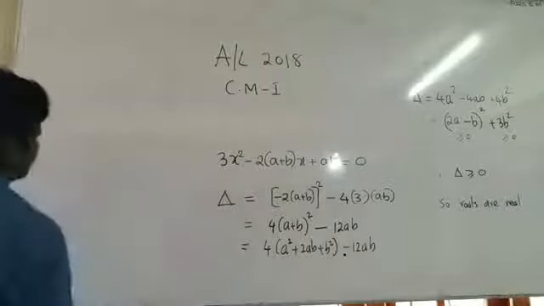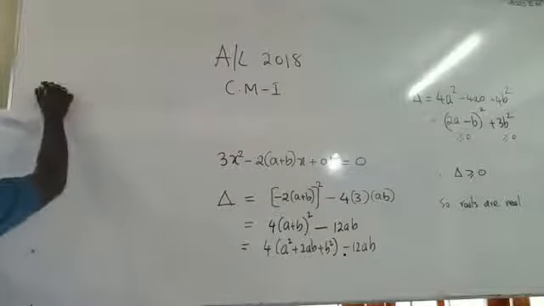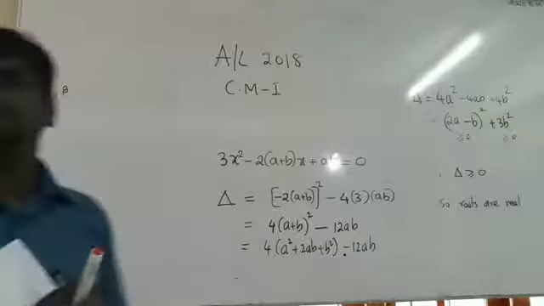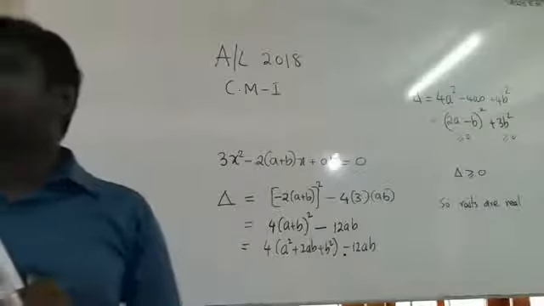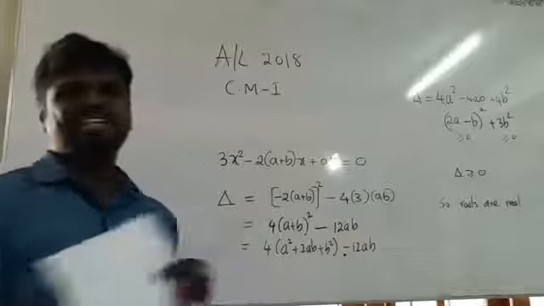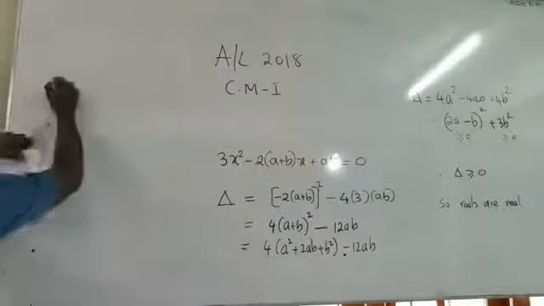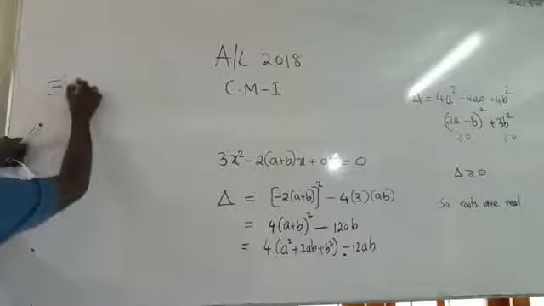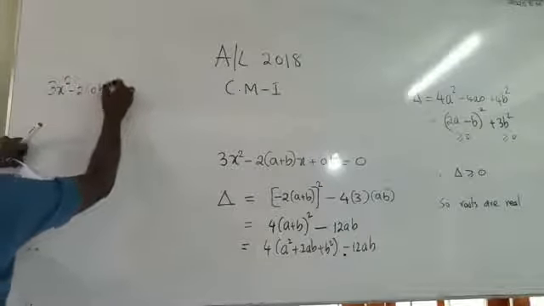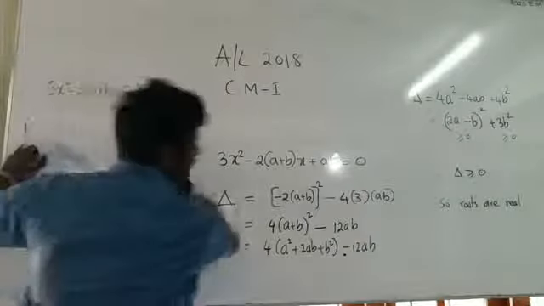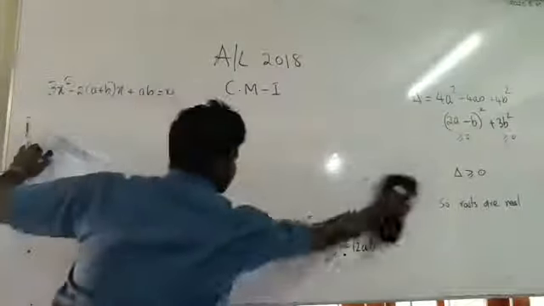Okay. They say alpha, beta are the roots of this equation, and they ask you to write down alpha plus beta and alpha beta. Anyone? They can write, right? How to write it? Here: 3x squared minus (2a plus b)x plus ab equals 0. I copied this because I am going to erase this.